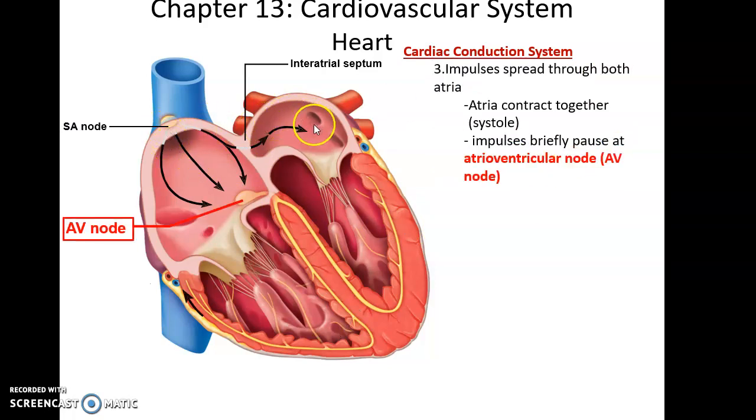So again, the signals spread to both the right and left atria, causing them to contract. Again, this is the atrial systole. And the muscle action potential arrives at the atrioventricular node. This is the node leading to the ventricles, and the signal is paused slightly. So there's a brief pause in the transmission of the cardiac impulse into the ventricles.